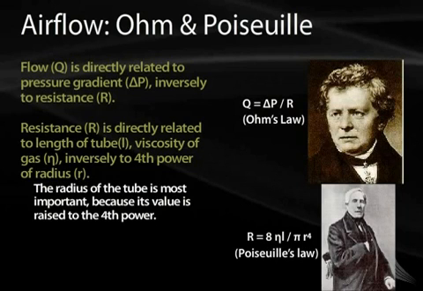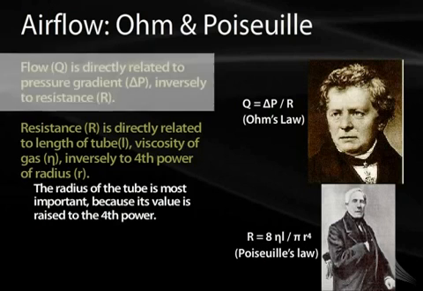Ohm's law, that you may remember from high school physics, describes the relationship between flow relative to the pressure gradient and the resistance. Flow, sometimes referred to as Q, is directly proportional to the pressure gradient, delta P, and inversely proportional to the resistance. This is the same thing for the relationship with electric currents: voltage, current, and resistance.